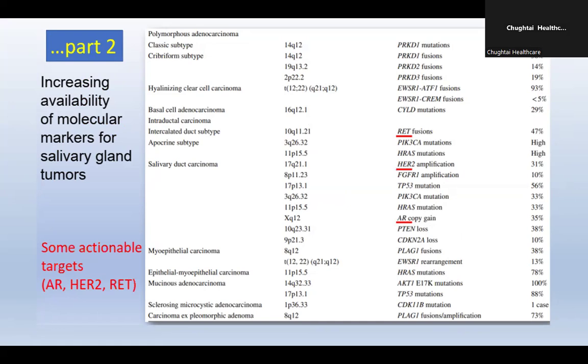For example, RET is a receptor tyrosine kinase, so we have medications or treatment against the tyrosine kinase receptors. So it is altered in the intercalated duct subtype of basal cell adenocarcinoma. And we have HER2 amplification and androgen receptor mutations in salivary duct carcinoma.